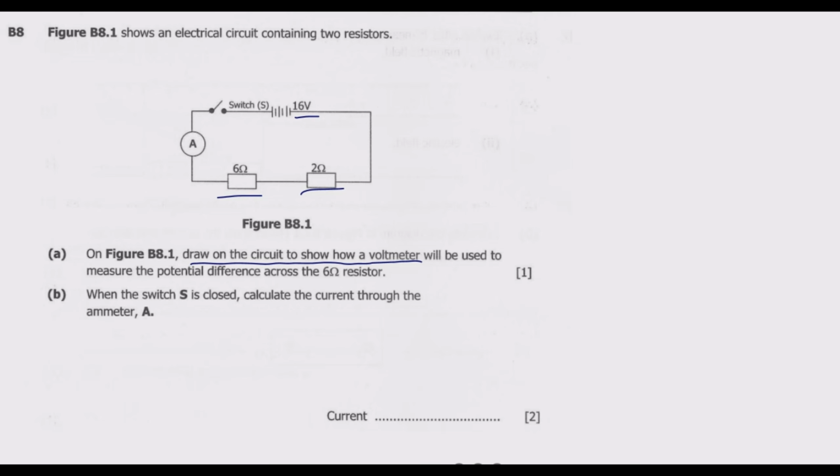Okay, so because we are only focusing on the 6 ohm resistor, we need to put a voltmeter somewhere here. We shall call it V. Then we join this like that. So basically this is how you put the voltmeter to measure the potential difference across the 6 ohm resistor only. So that's A. B: when the switch S is closed, calculate the current through the ammeter A.